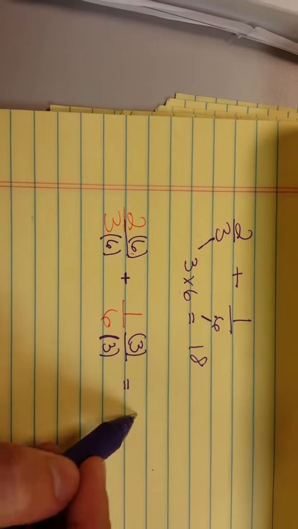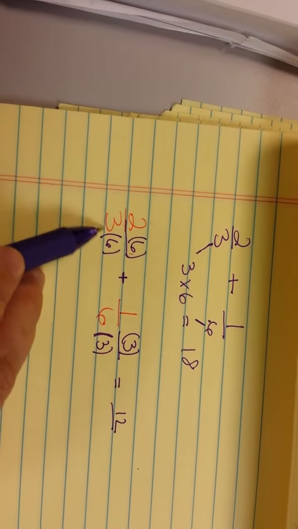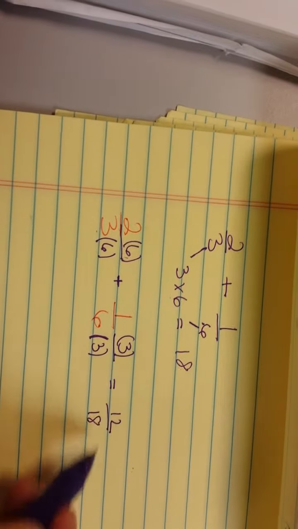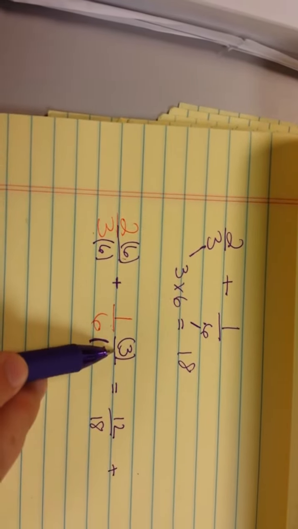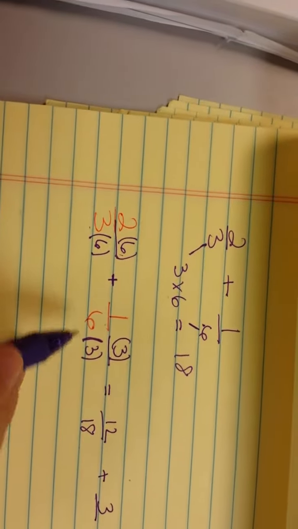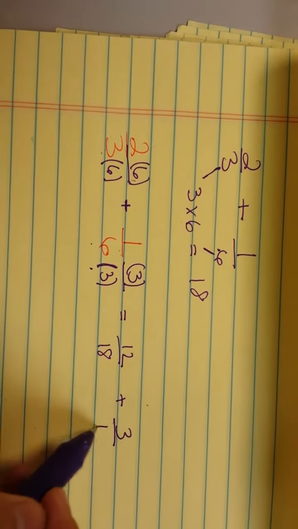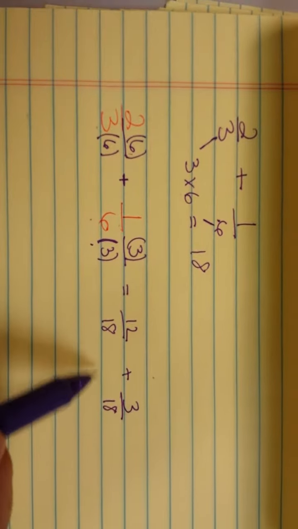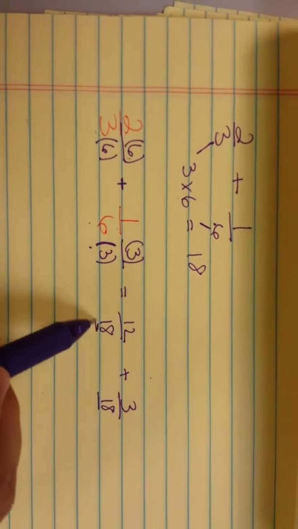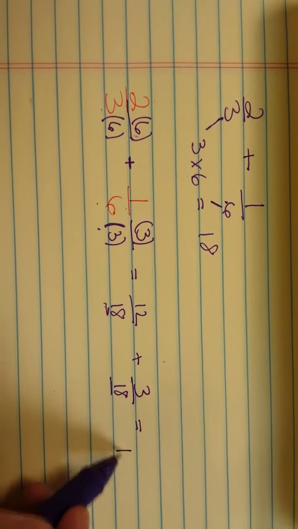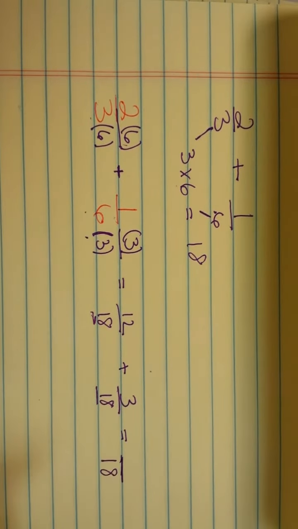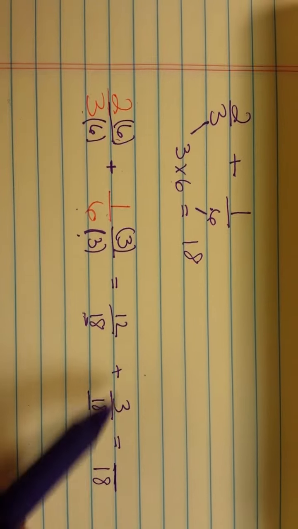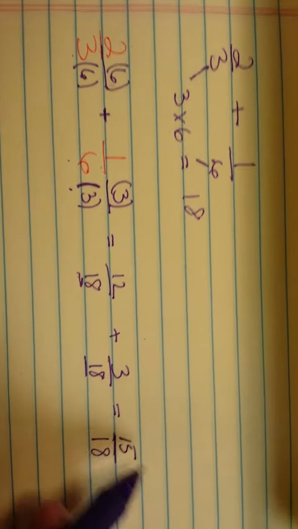So 2 times 6 is 12, and 3 times 6 is 18. 1 times 3 is 3. 6 times 3 is 18. Now, this is our common denominator. This does not change anymore. When we add across, the common denominator stays the same. So 12 plus 3 is 15.